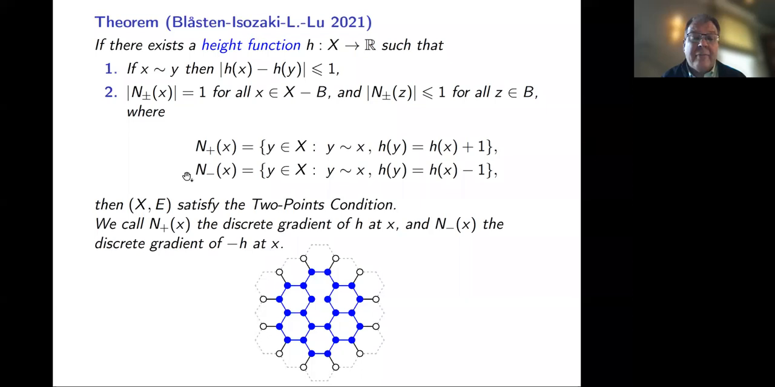And also we can ask where the function decreases minimally, which is the negative direction of the gradient. If these discrete gradients consist of sets that have exactly one element in the interior nodes, and at most one element on the observation set B, then we say that the function is a height function. And if there exists a height function, then the graph satisfies the two-point condition.